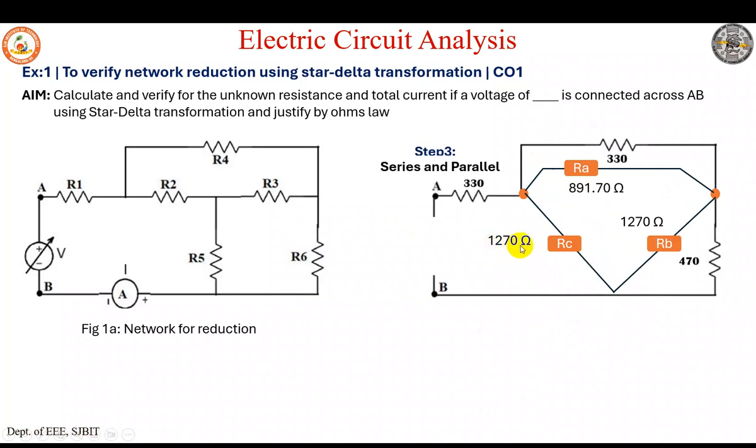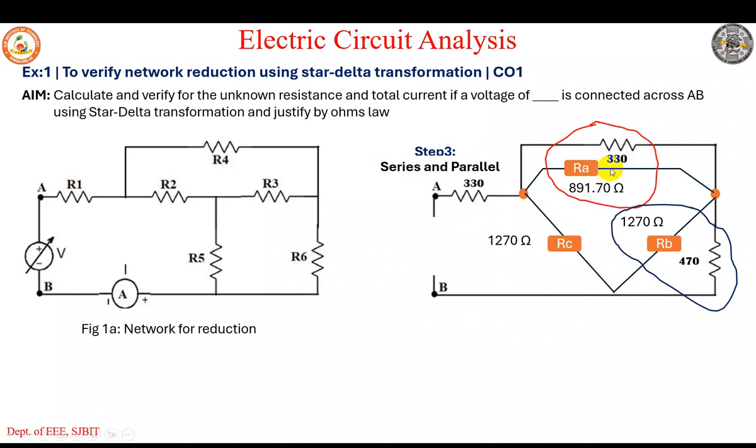Now, where do we start? Should we again apply delta to star or star to delta? No. Here again start from scratch. That is, analyze if any are in series or parallel. If they are not, then only apply star to delta or delta to star. So here, pause the video and analyze if any elements are in series or parallel. I hope you have analyzed it correctly. So we have these two elements which appear in parallel, right?